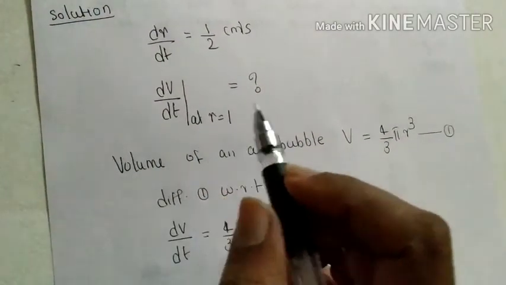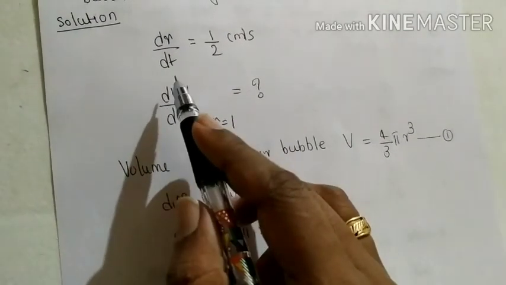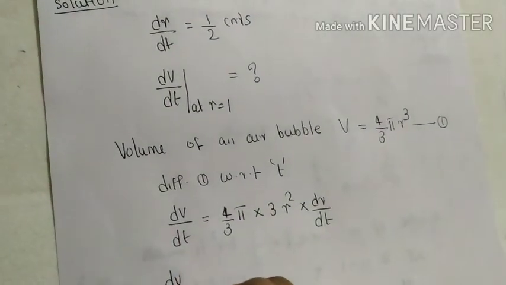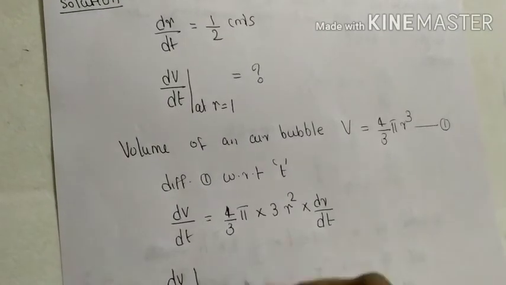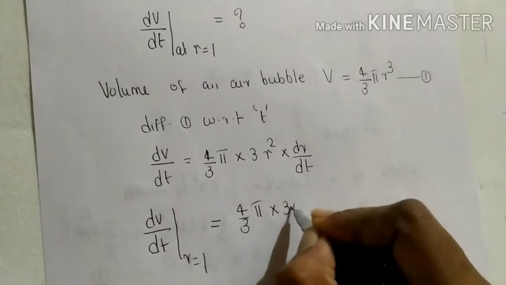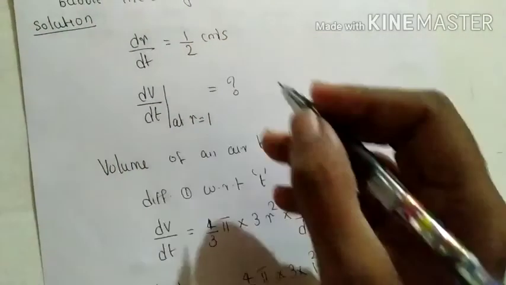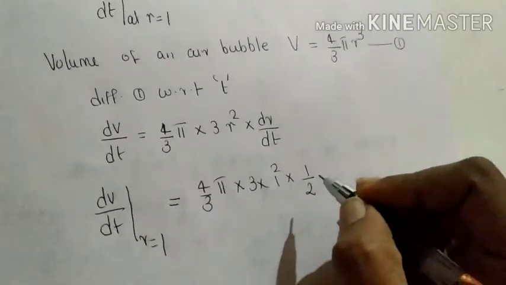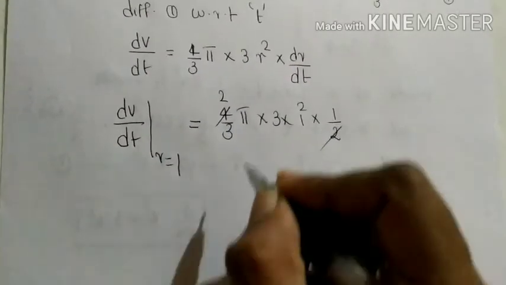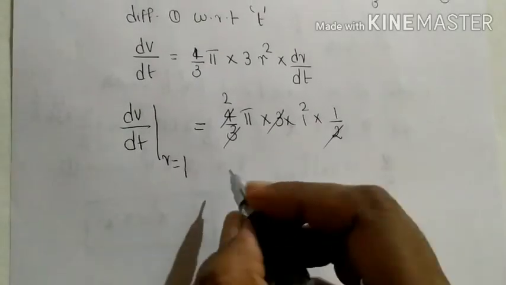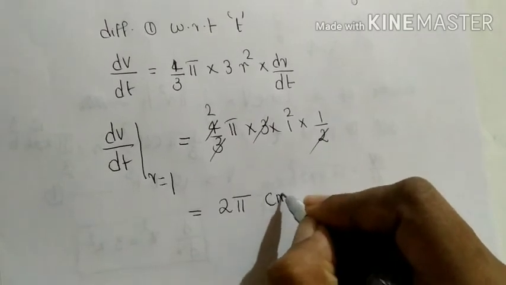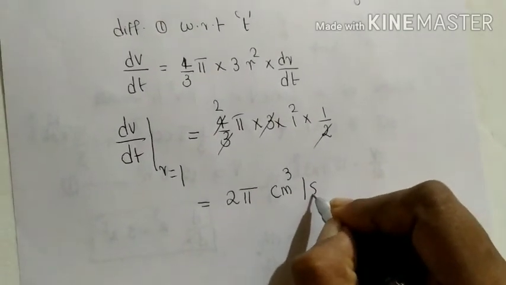Okay, so next I am going to substitute the values of dr/dt and r as 1/2 and 1 here. We get dV/dt at r equal to 1 will be 4/3 π into 3 into 1² into dr/dt, which is 1/2. Okay, so cancelling this 2 and 4 and these 3s, we get our answer: 2π centimeter cube per second.